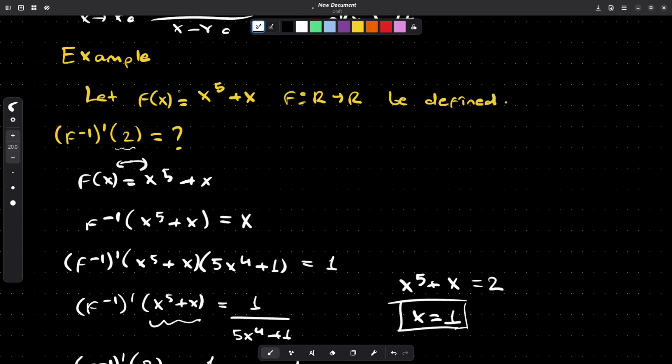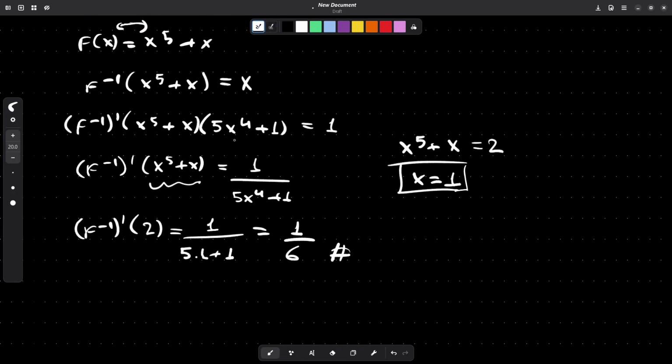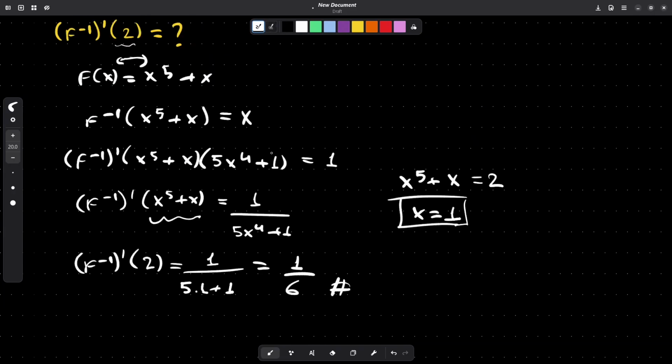The third method, as I said, you can try to find the inverse of it and then differentiate that. But as we said again, sometimes finding the inverse can be really hard, so we don't really use that method.